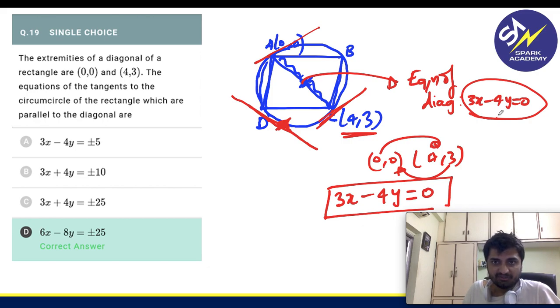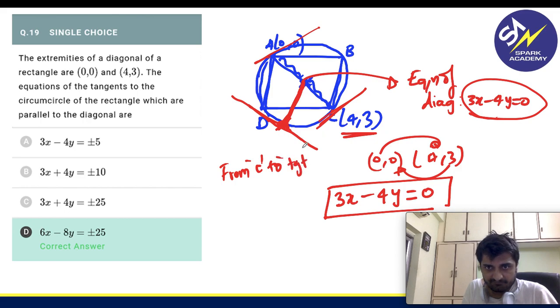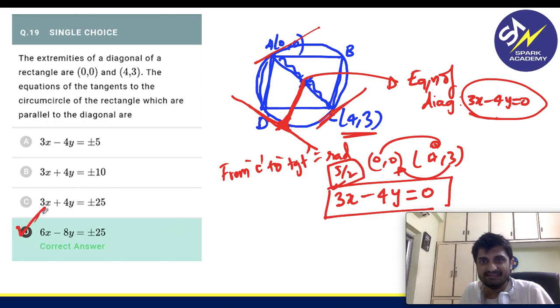The next thing, what can I do? Now you also know that from the center, if you drop a perpendicular, that will be the radius, right? From the center, so this is your diagonal. From (h, k), the center, to the tangent, if you drop a perpendicular, that will be equal to the radius, or half the distance between these two points, which is 5 by 2, what we will get, right? 5 by 2 is what we will get. So now I know the equation of the tangent. If you simplify, I think you should get D as your option.